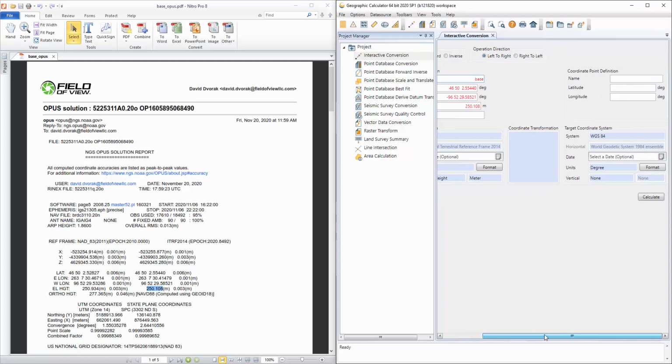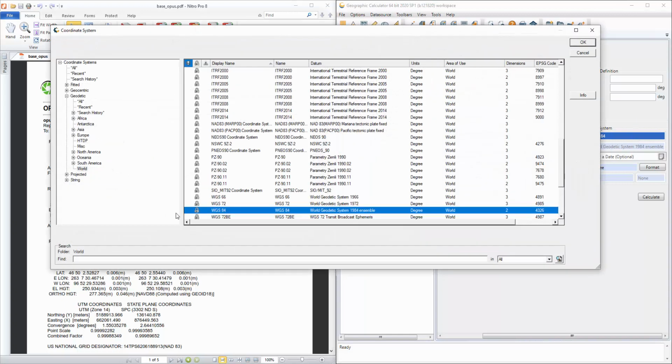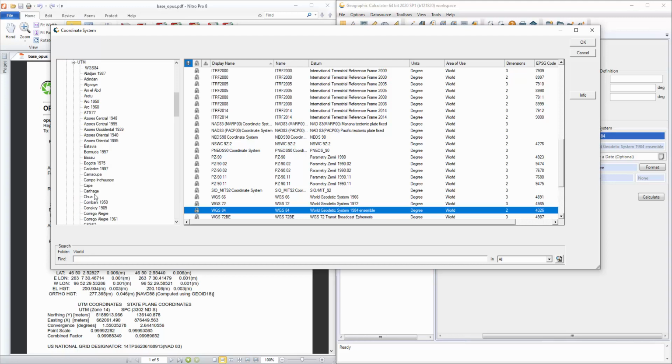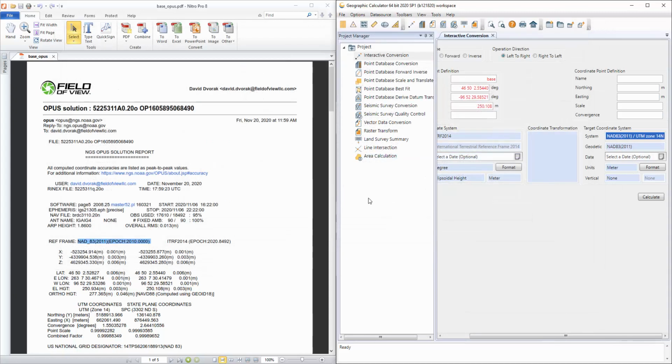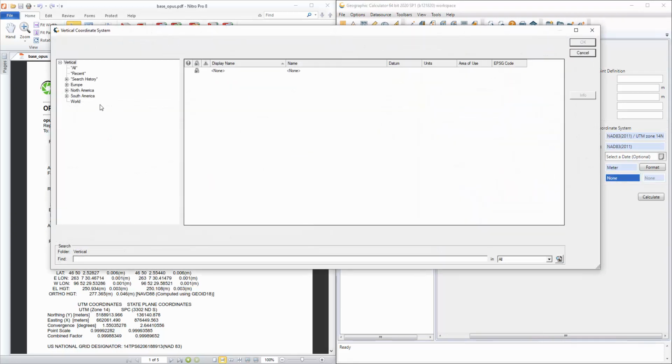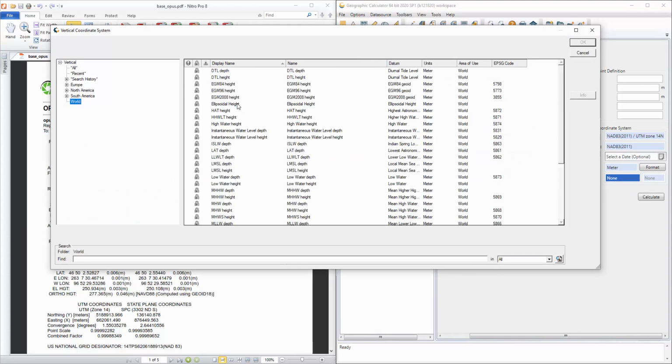So we're going to go over to what we want to convert it to. As I mentioned, we're trying to match what we have going on here. So we're going to select coordinate system. This happens to be a projected coordinate system, since we're trying to do the northing and easting in UTM. So we're going to click on NAD83 2011, zone 14 north. For the vertical, we're going to go ahead and click on the world and click on ellipsoid.